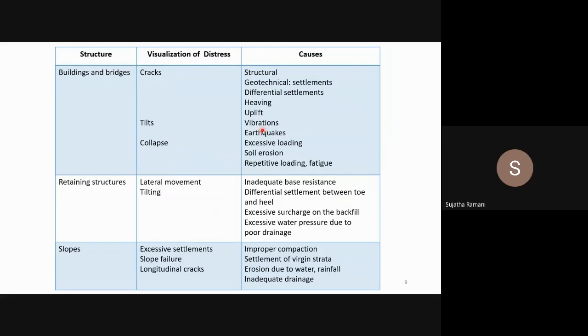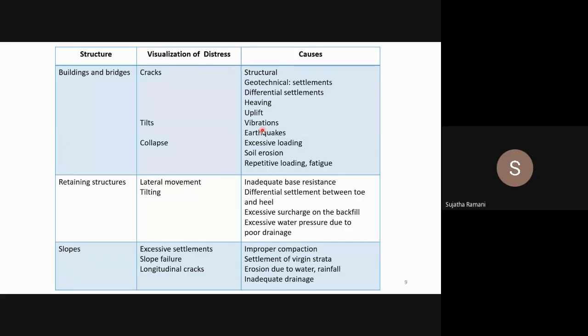If you look at the buildings and bridges, most of the distress is in the form of cracks, and then you can observe tilt, and the last stage is where it collapses. So the cause can be the lack of structural design or structural failure. That is not within the scope of today's lecture. But what we are going to concentrate on is, if these failures happen because of geotechnical reasons, why should they happen?